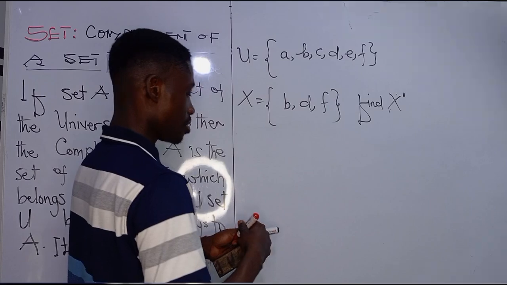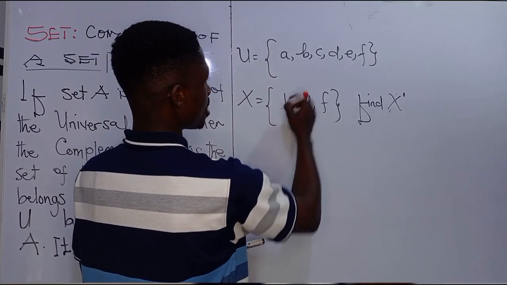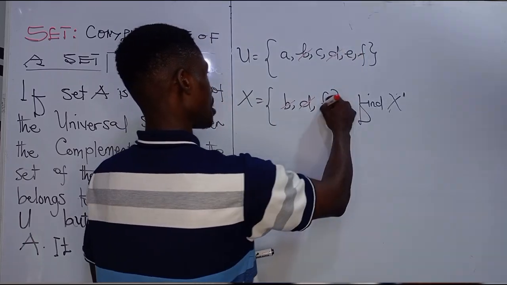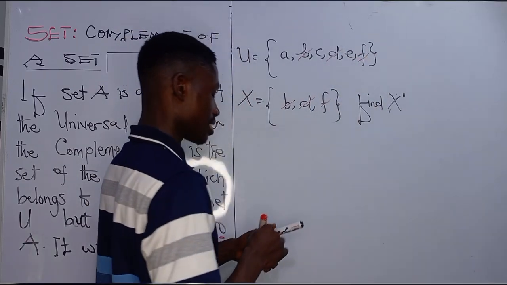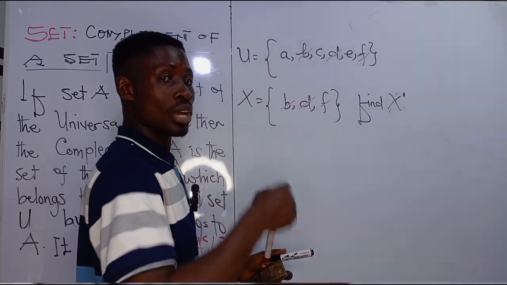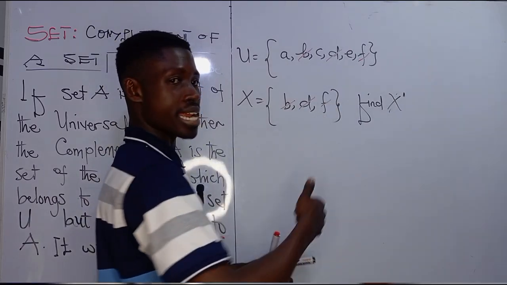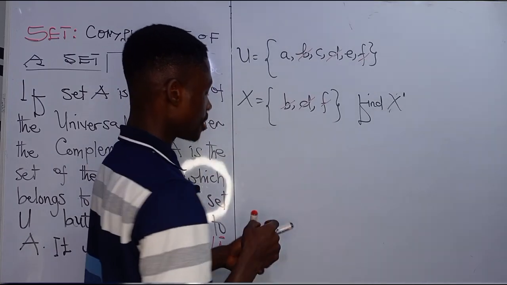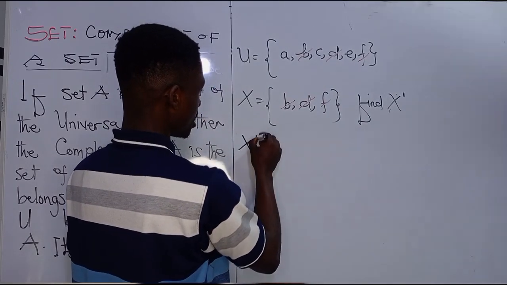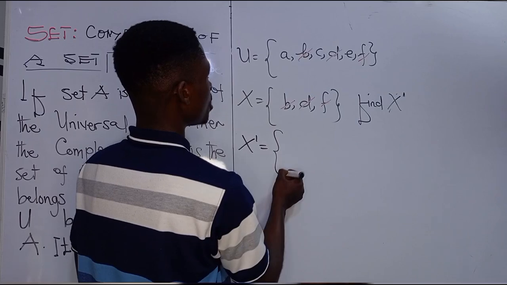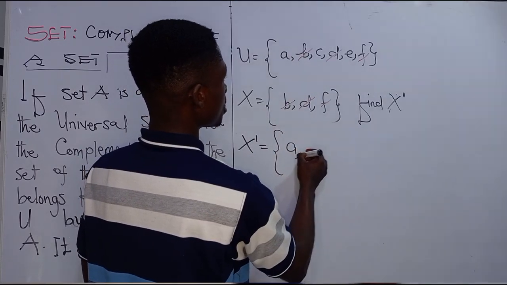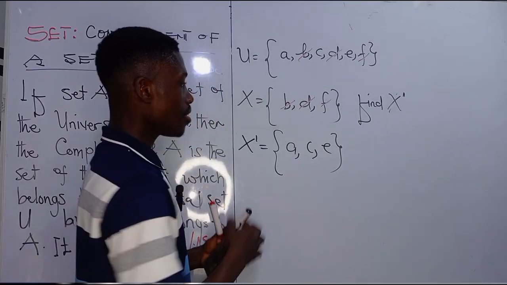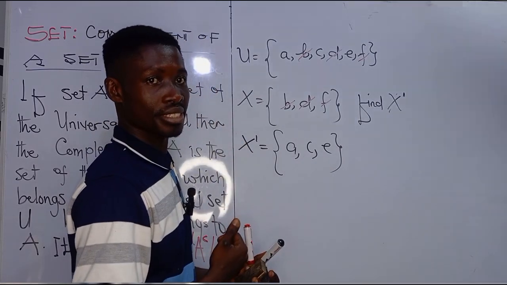So as I said, we are going to use the cancellation method. B will cancel B in the universal set, D will cancel D in the universal set, F will cancel F in the universal set. So those members or elements in the universal set that remain uncancelled become the complement of X. So we have X complement. So we are left with A, C, and then E. So these are the complements of the set X.